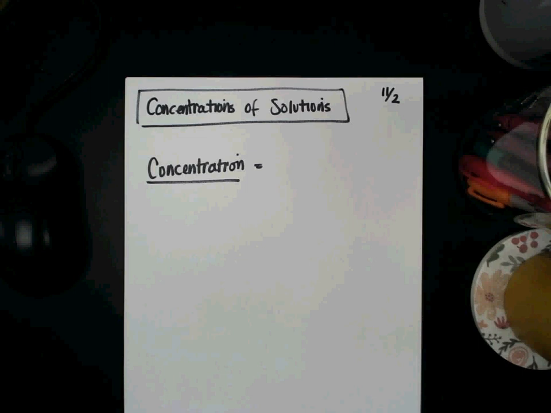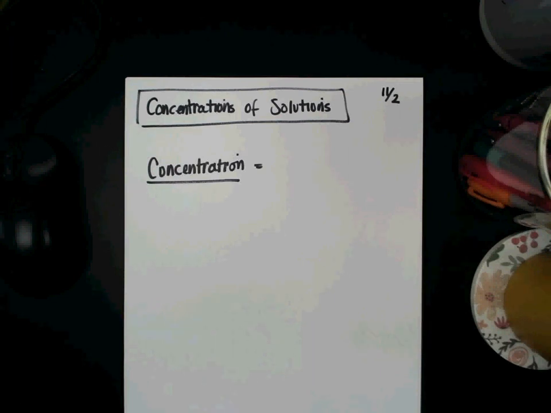Okay, so we're going to talk about concentration of solutions. All year you've been seeing on the bottles like 0.5 with a capital M or 6 with a capital M. That capital M is molarity, and that's one of our units of concentration. So now you're going to figure out how to calculate it.